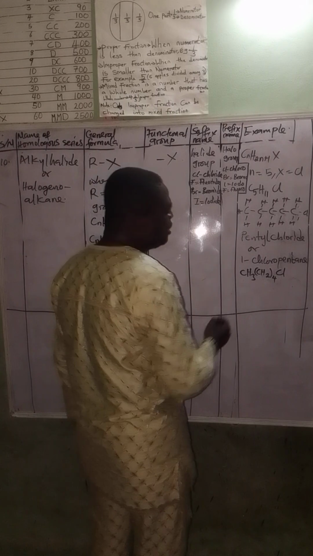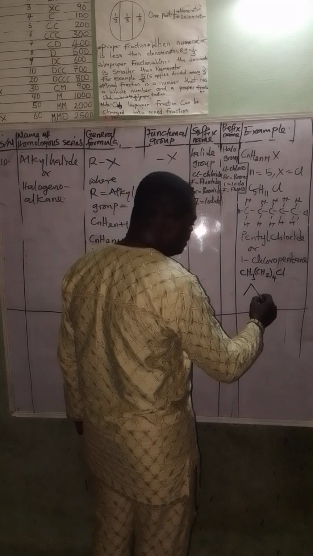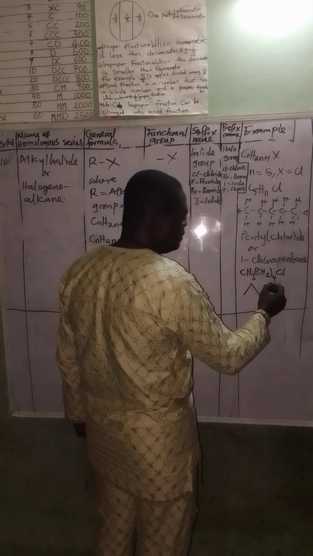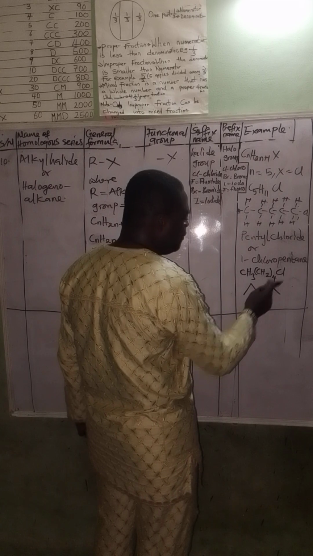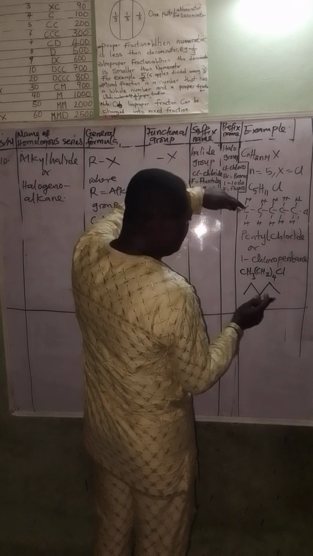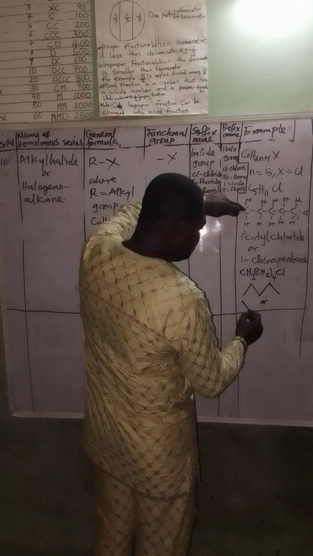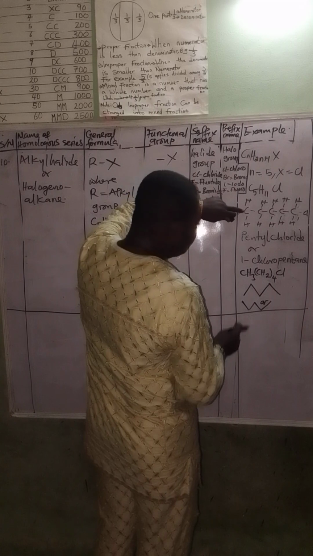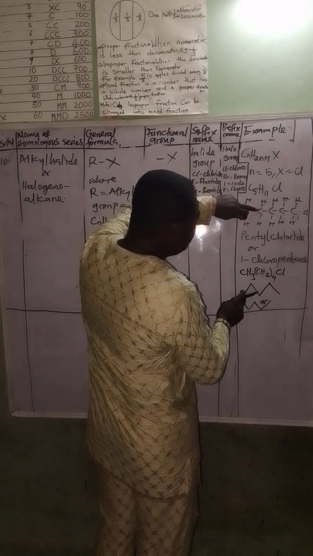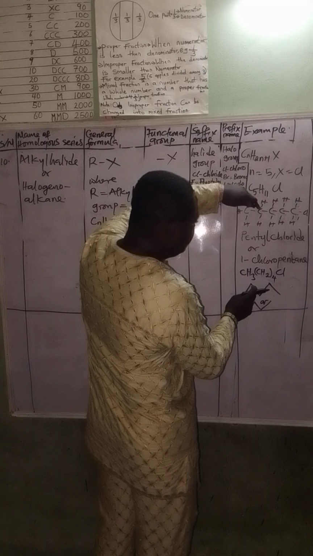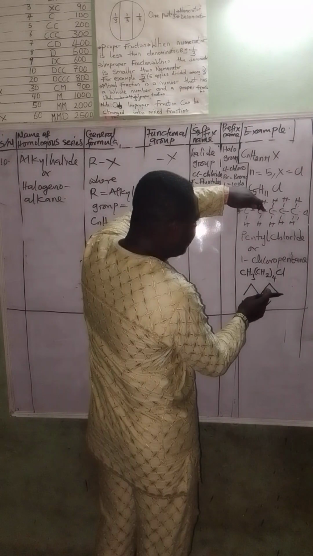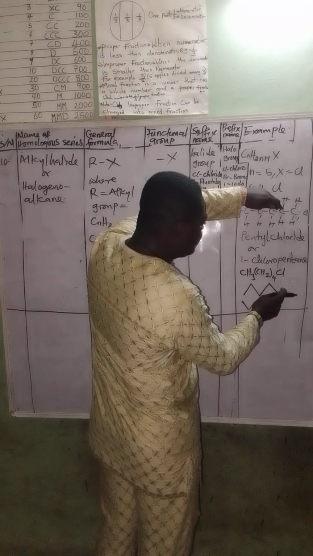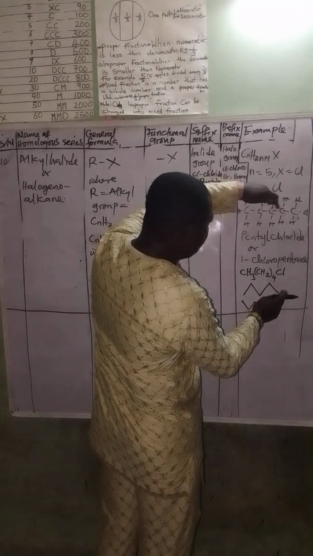So the bond line notation will now be what? 1, 2, 3, 4, 5. This carbon, or I can start from here like this, 1, 2, 3, 4. I can start like this or like this. So this carbon is this carbon. This line is this line. This carbon is this carbon. This line is this line.